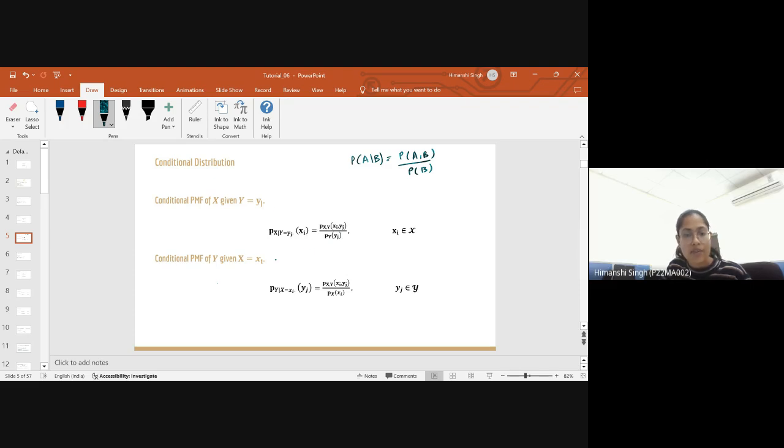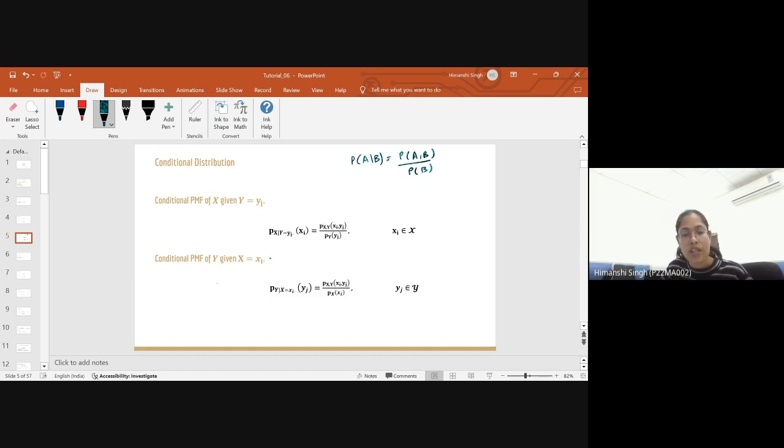Similarly, if I consider the conditional PMF of y given x, then it will be the joint divided by the thing which is given. That is the marginal of x, that is p_X(x_i). And the marginals we can find by doing the summation which I discussed in the previous slide. So these are the conditional PMFs.